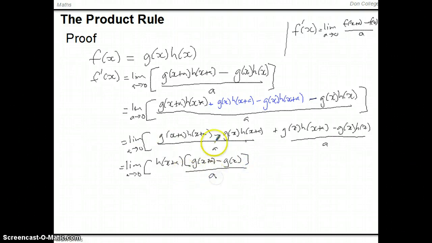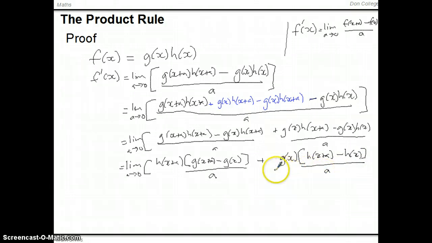Now, this whole thing is over a. It doesn't matter whether it's all over a or whether just that was over a or just that was over a. So I'm going to choose to write it as if it was just this over a. And over here, I'm going to take g of x out as a common factor, leaving me with h of x plus a minus h of x. And again, I'll do the same thing, and I'll just choose to write the a just here. I could write it over the whole thing, but it doesn't matter, it's equivalent to the same thing.